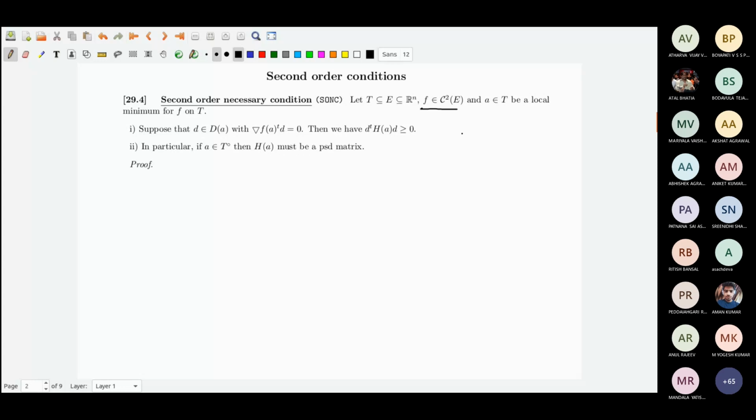Necessary conditions are always like this. Suppose that A is a point of local minimum or local maximum. Then such and such conditions must hold. It is necessary that these conditions should hold. Similarly, the statement goes like that: suppose it is a local minimum. I am only talking about minimum.